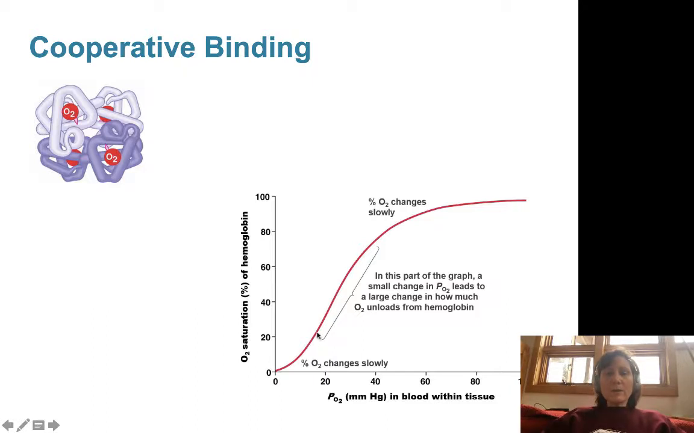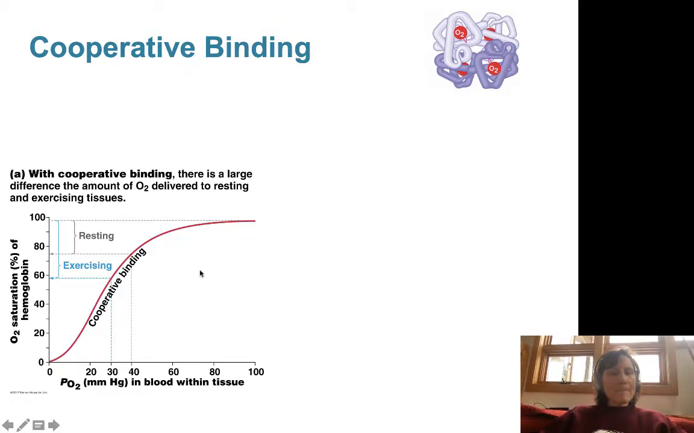So once you start binding oxygen, more and more oxygen is going to quickly be bound to the hemoglobin. And once you're in a deficit situation, more and more of that oxygen is going to be unloaded from the hemoglobin and go into your tissues. Let me show you another diagram that'll probably explain this a little bit better.